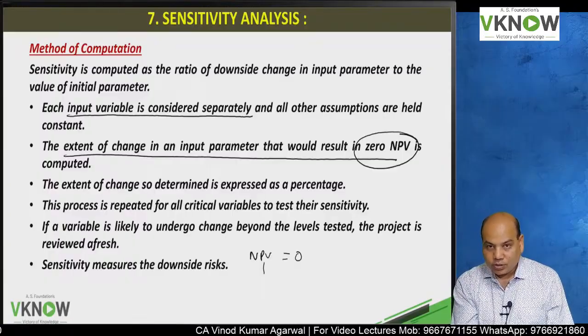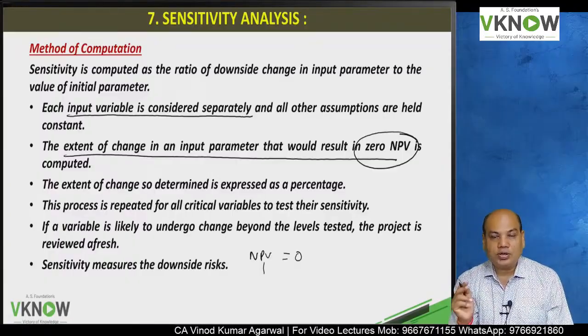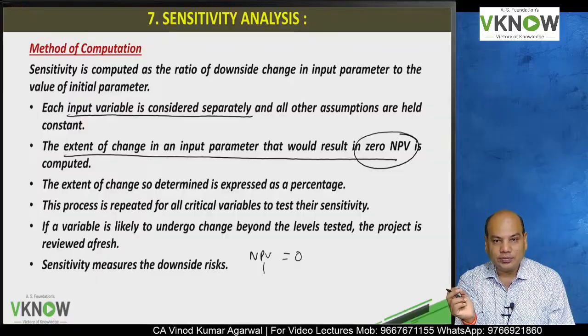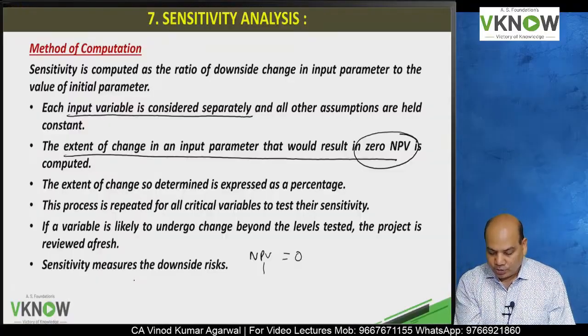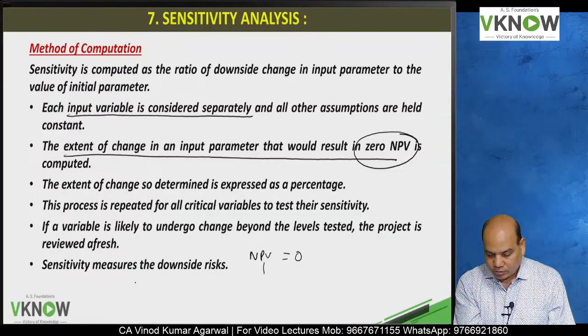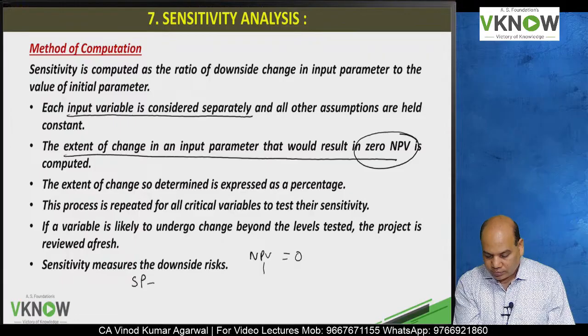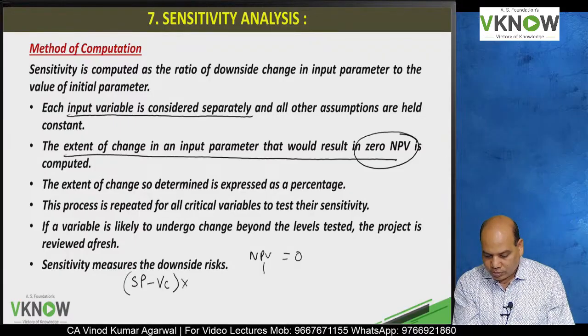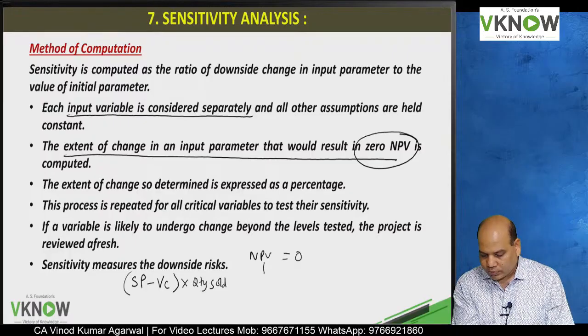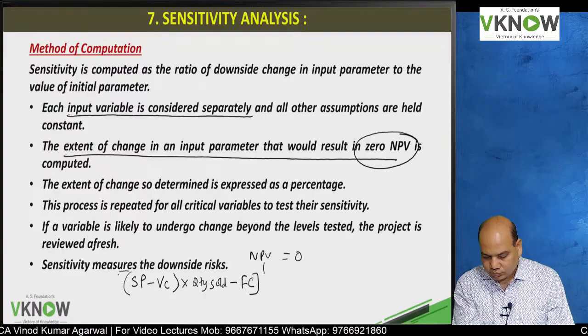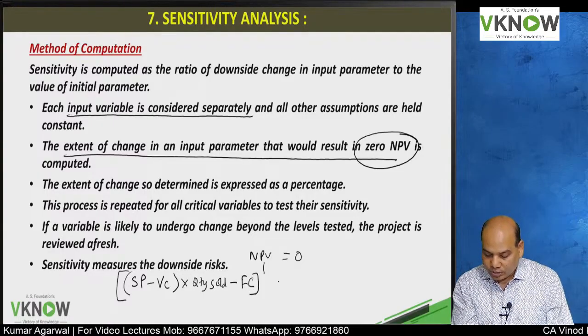For example, if you are testing sales quantity, how do you compute NPV? Selling price minus variable cost, into quantity sold, minus fixed cost will give you your profit, and if you have depreciation, minus depreciation also.